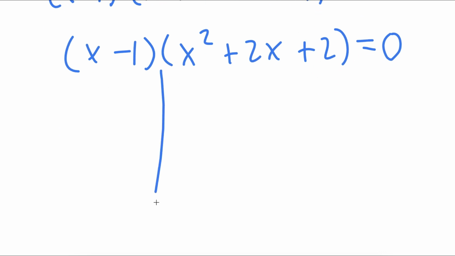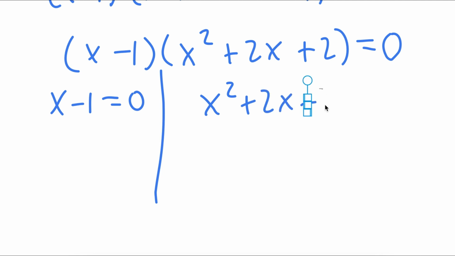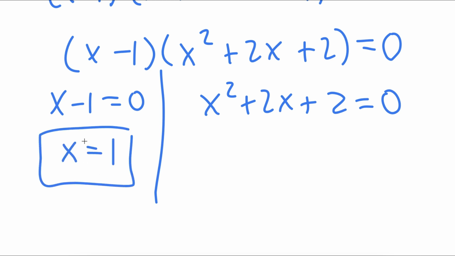So now this gives me two equations. I have x minus 1 is equal to 0, and I have x squared plus 2x plus 2 is equal to 0. So for x minus 1 equals 0, x is obviously equal to 1, so that's one solution of x. And for x squared plus 2x plus 2 equals 0, I'm going to rewrite 2 as 1 plus 1.